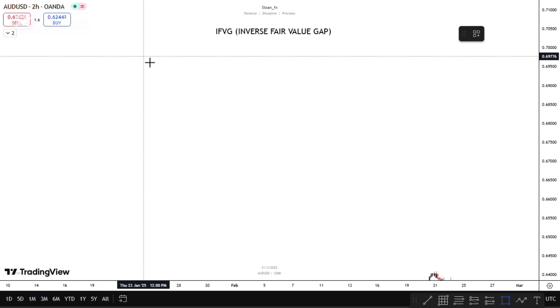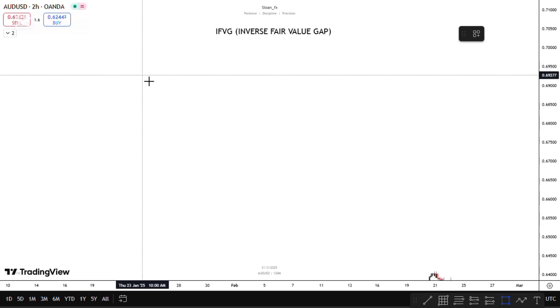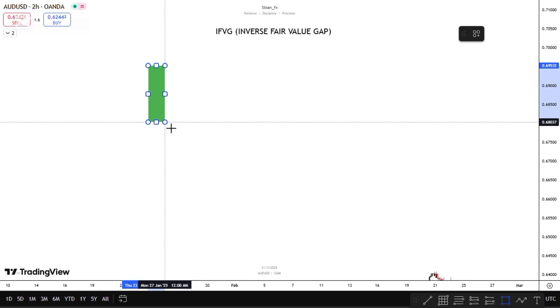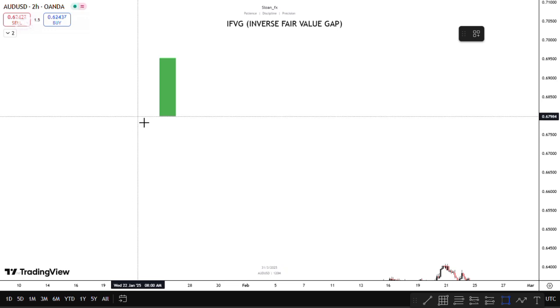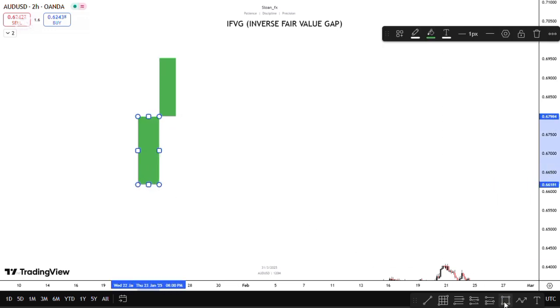So what is a fair value gap? If you remember correctly, a fair value gap is characterized by 3 candles where there is a gap in between the wicks of the first and the third candle. For this example, I'm going to use an uptrend candle, buy candles, to make this explanation. So this is our first, this is our second, and then this is our third.